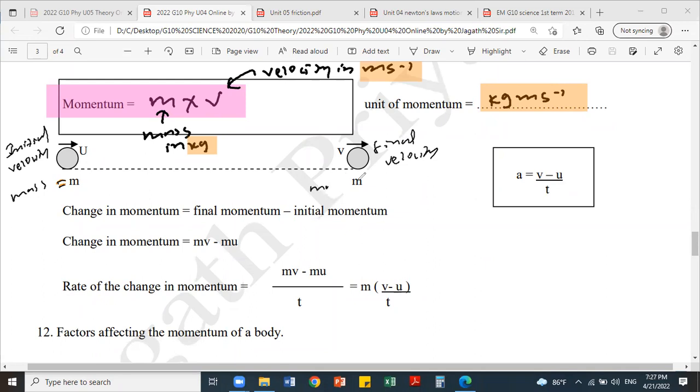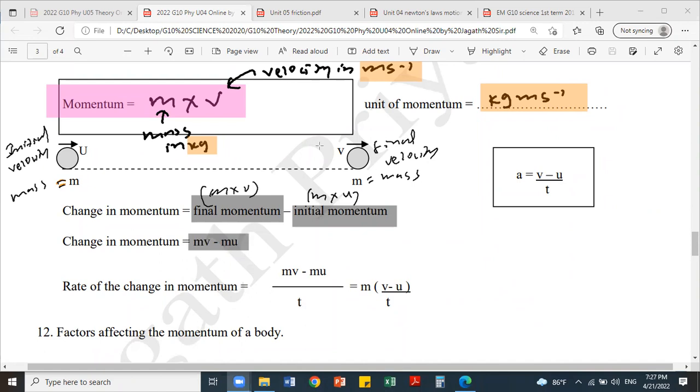So the final momentum will be what? Mass into final velocity. Initial momentum will be mass into initial velocity. Look at the screen, everyone. Final momentum is m into final velocity. Initial momentum is m into u, where u is the symbol we use for initial velocity. So that's what I have given here. Therefore the change in momentum will be final momentum minus initial momentum, mv minus mu.